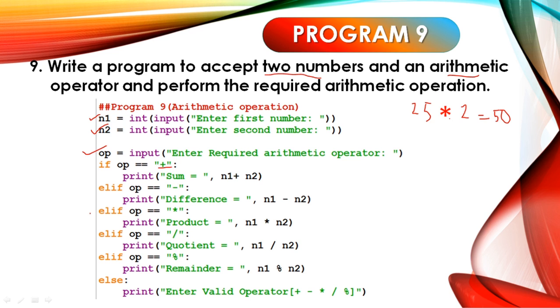And as the third condition, the star operator, multiplication operator, is checked and the product will be displayed as n1 into n2. And next, if the entered operator is slash, quotient equal to n1 by n2 will be displayed, and if the operator is modulus, the remainder will be displayed as n1 modulus n2. And if any other operator other than plus, minus, star, slash and modulus is entered, an error message, enter valid operator, will be displayed. I will run and show you the program.